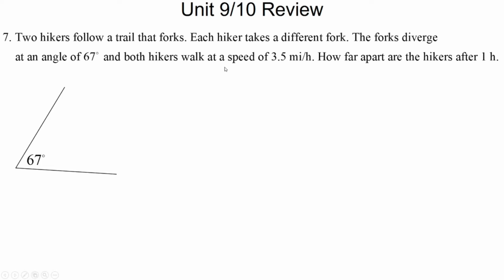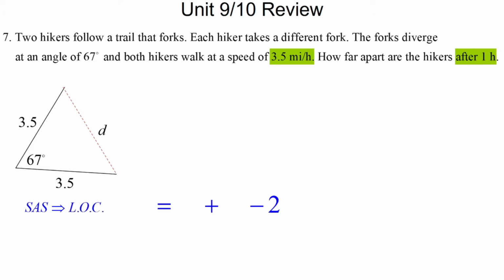And both hikers walk at a speed of 3.5 miles per hour. And the question is, how far apart are the hikers after 1 hour? So if this hiker is walking at 3.5 miles per hour for 1 hour, you get 3.5 miles here, and also the same here, 3.5, and they're asking us for this distance right here. How far apart are those hikers? All right. Well, I see side angle side, so I'm thinking I need law of cosines again. All right. And I am looking now for a distance.